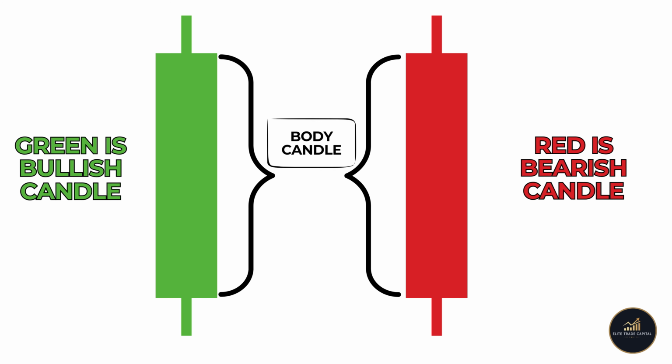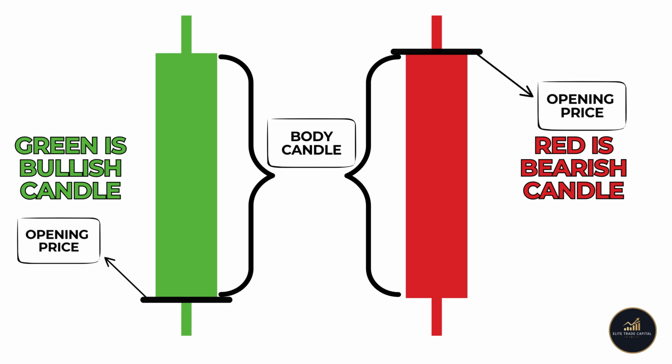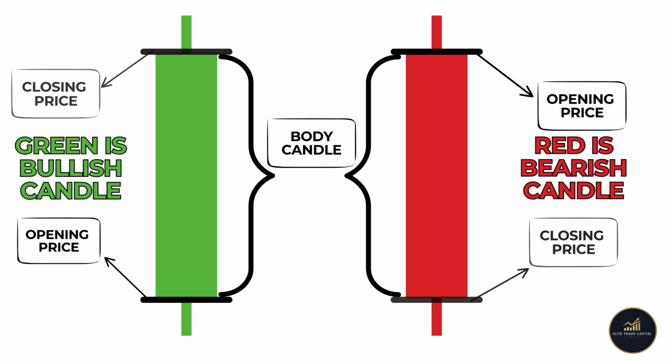The thick part of the candle is called the body. It shows the difference between the opening and the closing price during a specific time period. For the bullish candle, the opening price is at the bottom of the body, and instead for the bearish candle, the opening price is at the top. This reflects the direction of the price movement. The closing price is at the top of the green candle and at the bottom of the red candle. This helps us see whether price went up or down during that time frame.